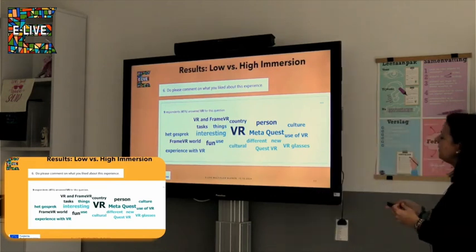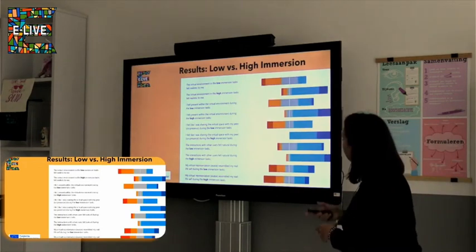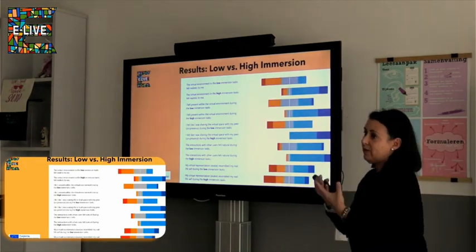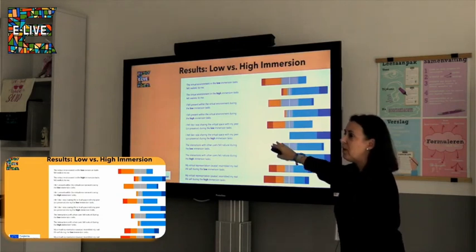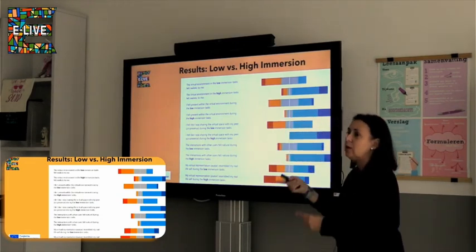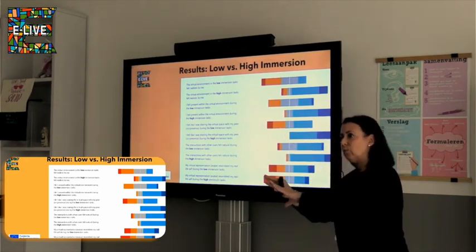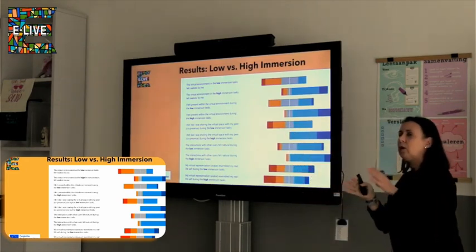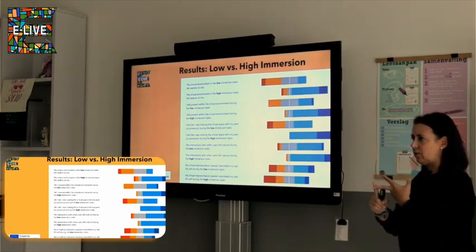So we can tell that they were really engaged in this experience. Here is when we made them compare between low and high. In each one of the questions that we asked them about different aspects, first you have the one on low immersion, the one on the laptop, and high immersion, the one inside the world, as we showed you before. We also call it 2D and 3D.